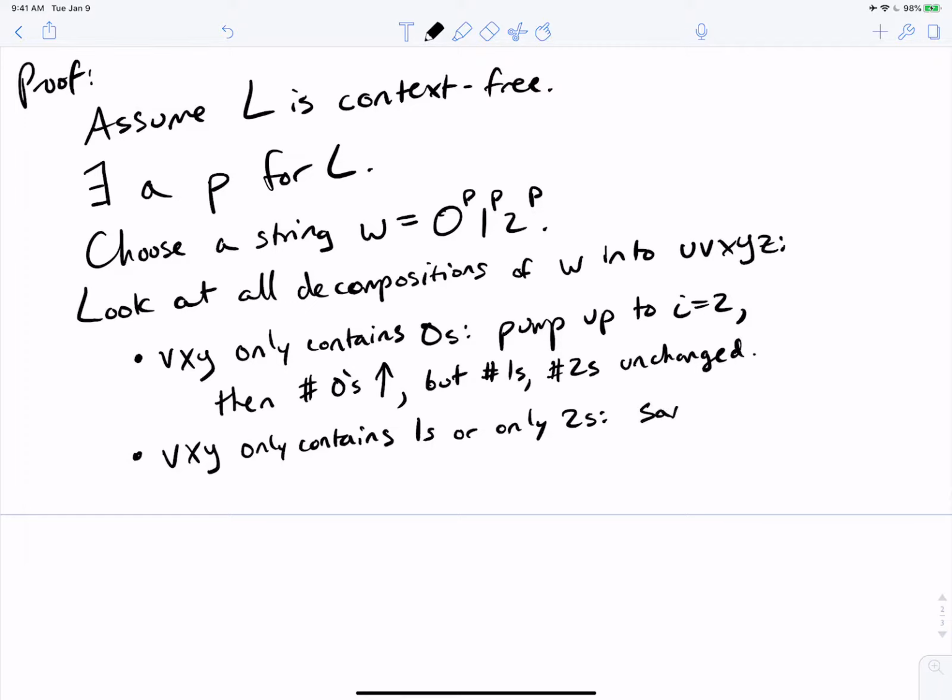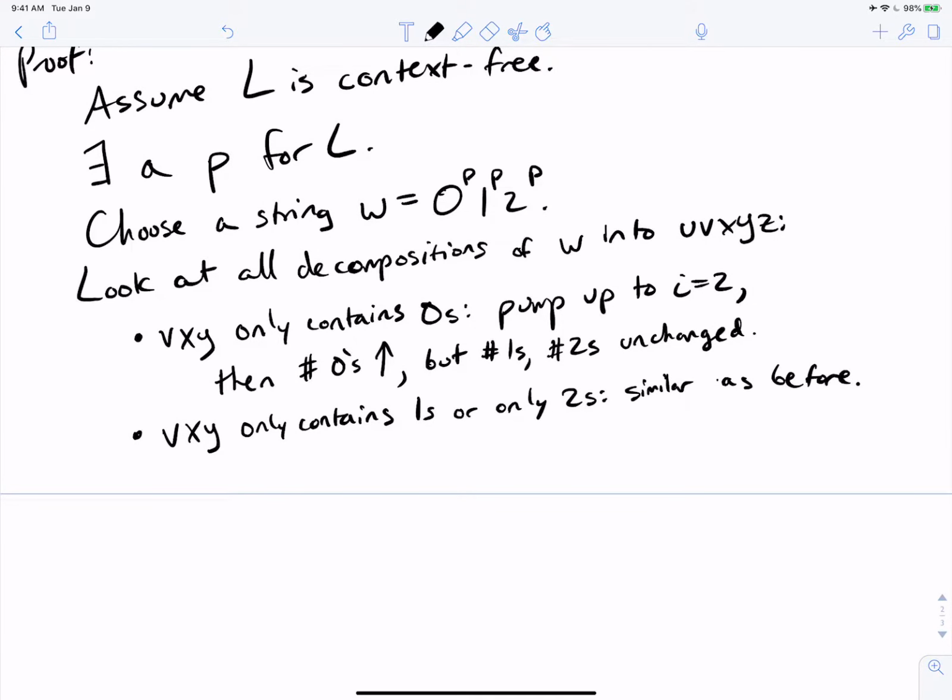So then same as before, no difference. Or not same, similar. Because in those cases, either the number of ones went up or the number of twos went up, but the other 2 counts stayed exactly the same. So if the number of ones went up, the number of zeros and twos don't change. And if the number of twos went up, then the number of zeros and ones doesn't change. Okay? Any questions about that? Cool. So we pumped it out in every single possible case, right?